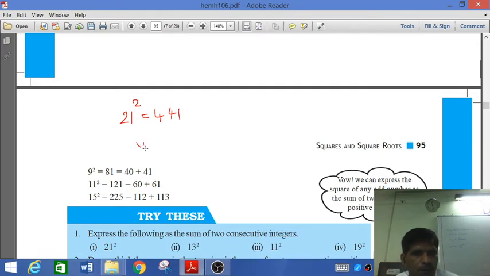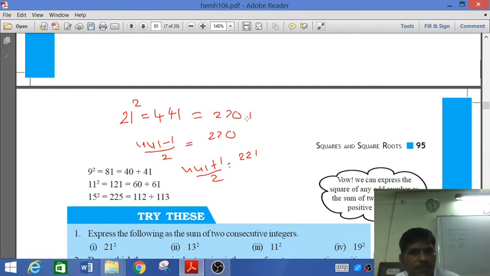So 441 minus 1 divided by 2, that is 220, and 441 plus 1 divided by 2, that is 221. So I have to write 220 plus 221 is equal to 21 square.